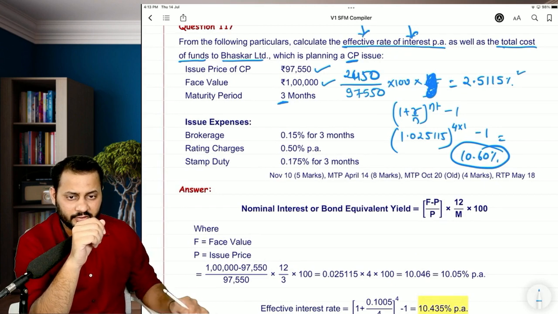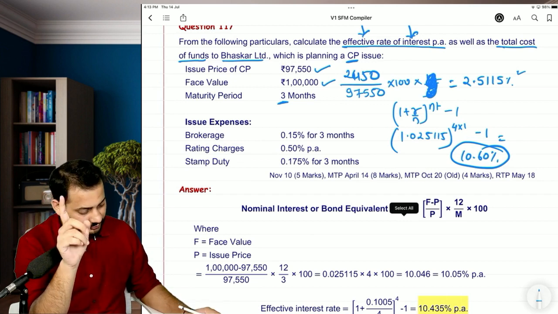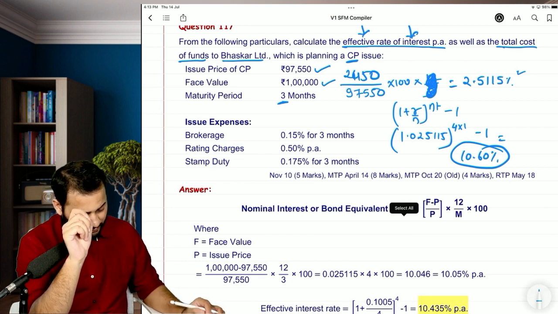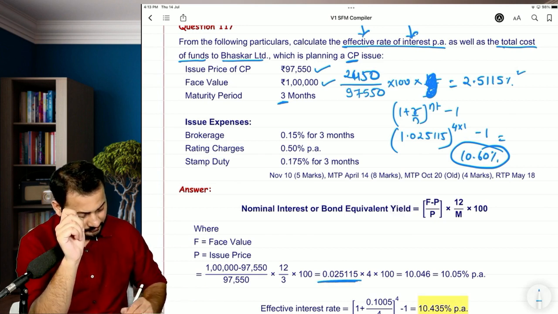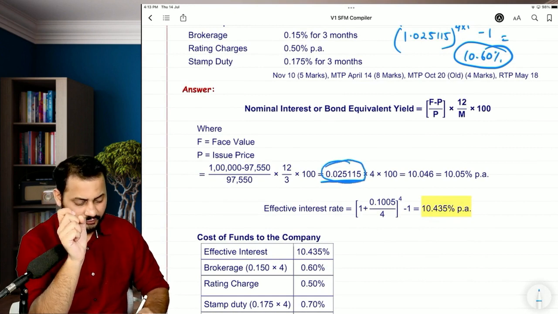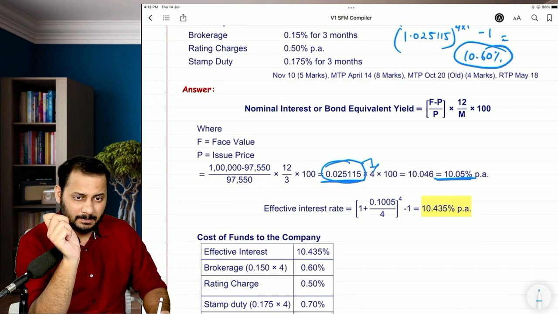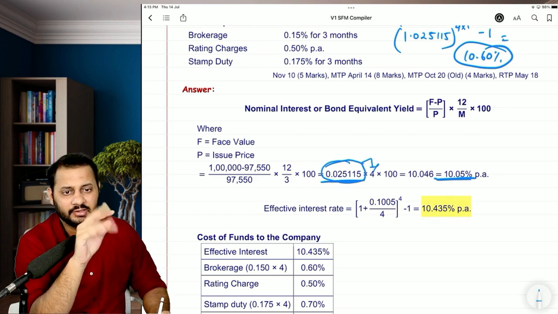Was there any mistake from my side? Let me just check it. 1 lakh minus 97,550. Okay. It should be 2,450 divided by 97,550. So it was 0.02551. Right. Okay, this is the rate. So if you convert it, they have actually multiplied it by 4 and written this as a per annum rate, but rounding difference is there. Okay, I got it. That's a rounding difference.